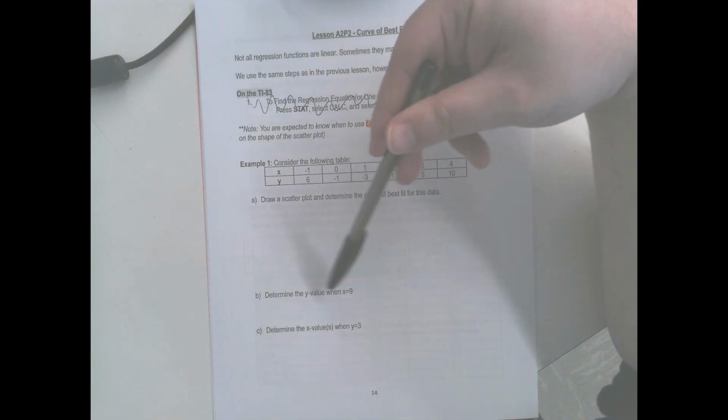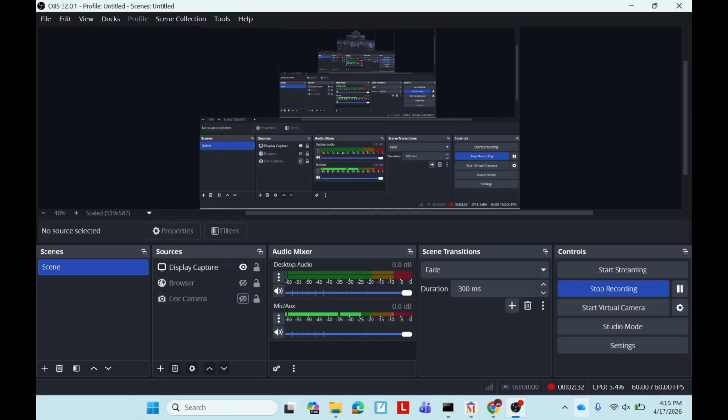So we're going to run through a couple of examples. We are going to find the regression equation and then answer the questions that are there. So example number 1, there's no scenario or anything attached to it. We just have a table of values. We are going to determine what the curve of best fit is, and then we're going to solve for a couple of the values. So let's jump over to Desmos, where we are going to enter in the table.